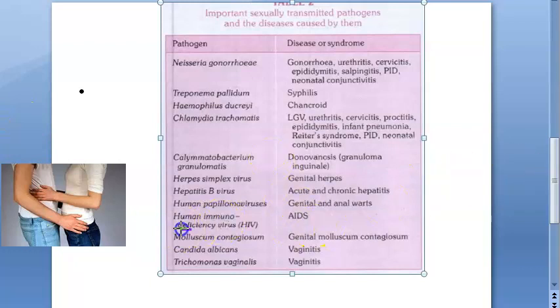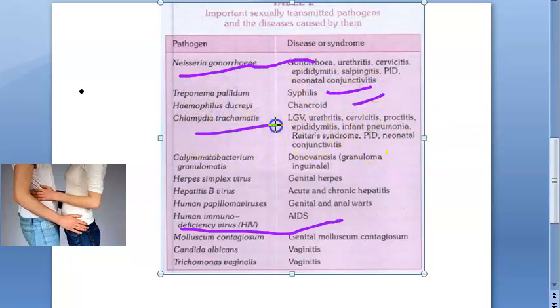Some few names you can remember. Human immunodeficiency virus, AIDS, that you know. Then gonorrhea, Treponema pallidum, syphilis, Haemophilus ducreyi, chancroid, Chlamydia trachomatis will cause lymphogranuloma venereum, right? Then urethritis, cervicitis, proctitis, epididymitis, infant pneumonia, Reiter's syndrome, pelvic inflammatory disease, neonatal conjunctivitis, isn't it? Neonatal conjunctivitis, okay. But what is LGV? Yes, it is lymphogranuloma venereum, okay.